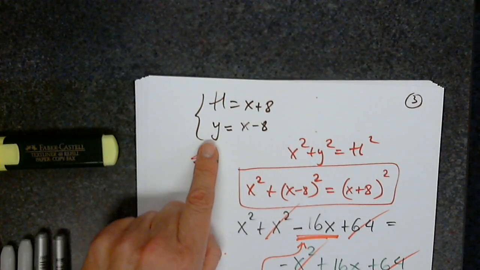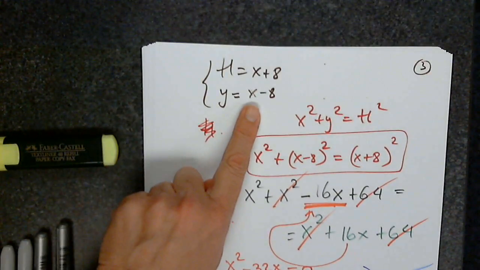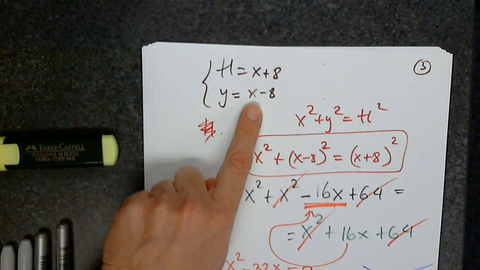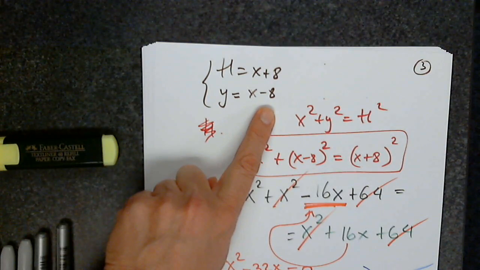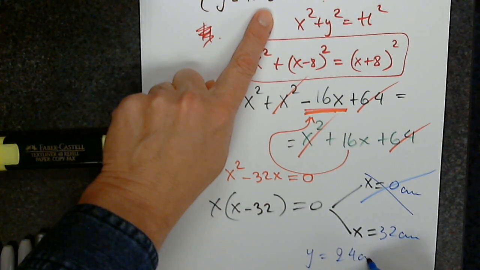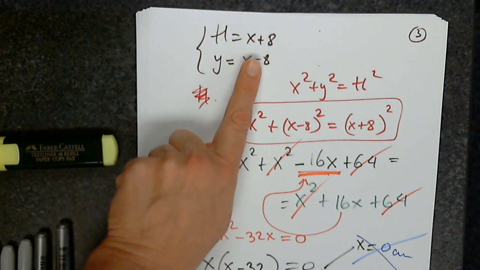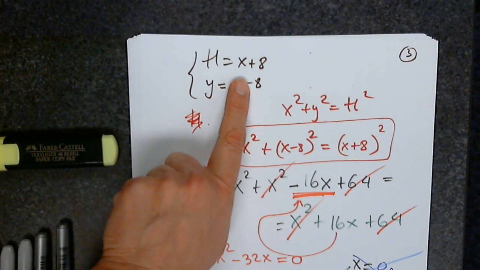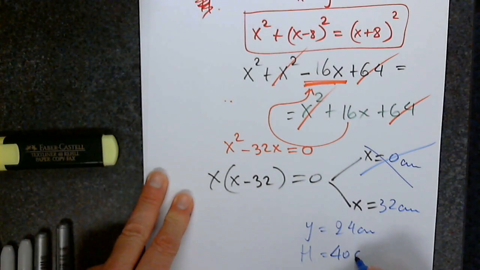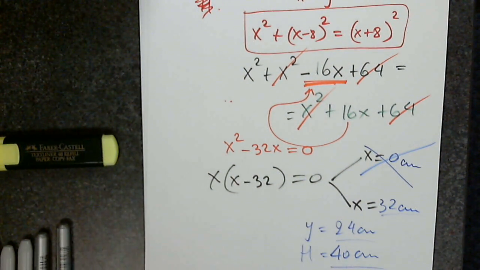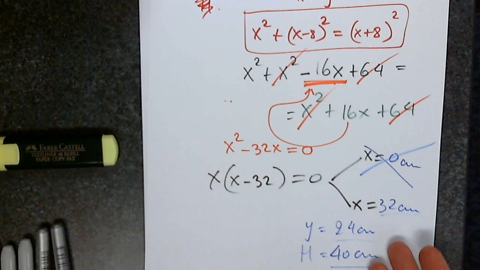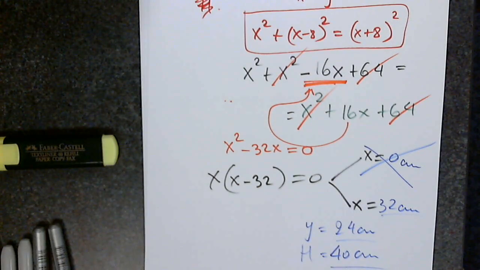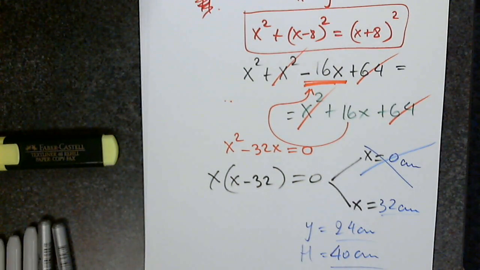If X is 32, how much is Y? 32 minus 8, 24. How much is H, which is the hypotenuse? If X is 32, good. How do I check this, 32, 24, and 40? How do I check and make sure that this is true? What should the relationship between X, Y, and H be? How do I check my answer?